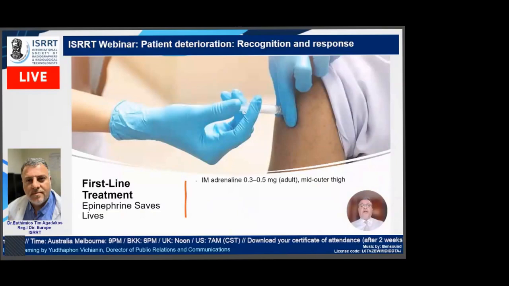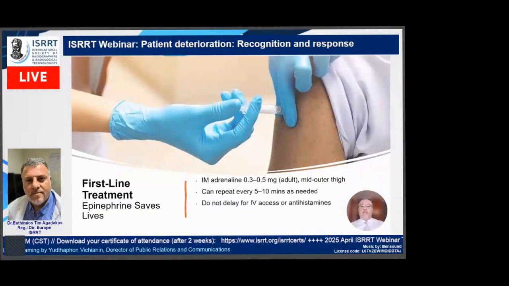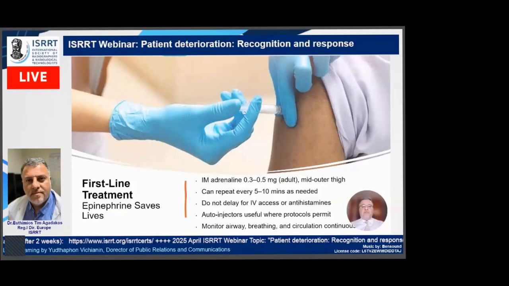Epinephrine is the first and only medication proven to reverse anaphylaxis effectively. The standard adult dose is 0.3 to 0.5 milligrams intramuscular into the mid-outer thigh. Repeat every 5 to 10 minutes as needed, and don't delay epinephrine while setting up an IV or grabbing antihistamines. Auto-injectors like the EpiPen may be used in some departments under standing orders or protocols. Remember to monitor the patient's airway, breathing, and circulation continuously, and always take into consideration the national regulations and the protocol of your department. Do not perform procedures that you're not supposed to.